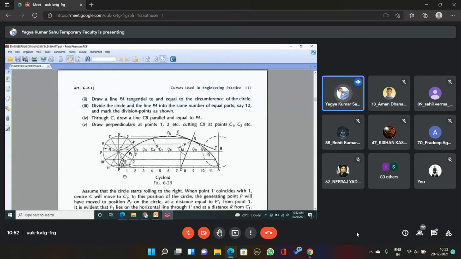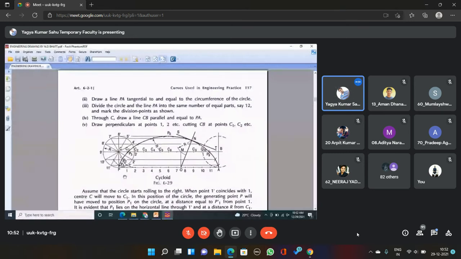Now when the center changes from C to C2, what will happen? The point will move in a forward direction as well as in an upward direction. Is it? The point P. Yes, sir. The position of point P is changing while we are changing the centers and moving in the forward direction. So we need to find out the position of point P.